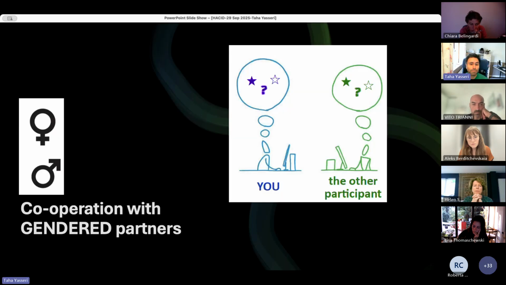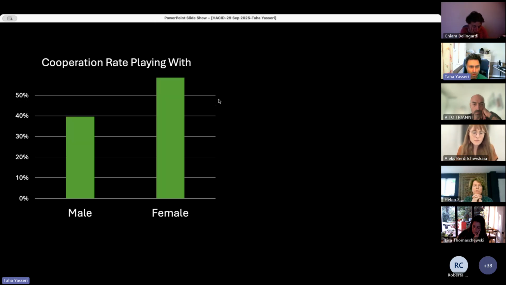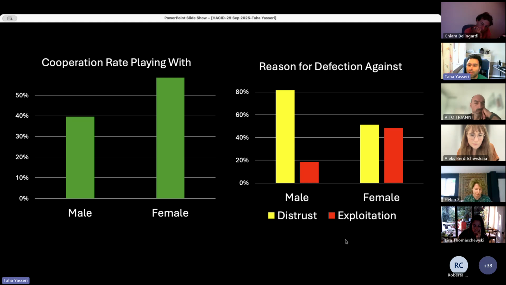Then we added gender, and that's why I'm talking to you today. First of all, when people were playing against female partners, the cooperation was much higher. So participants, regardless of their own gender, were more cooperative when their partner was labeled as female than as male. Again, we didn't have any real partner. And I must say, when we are introducing, okay, let me show you this first.